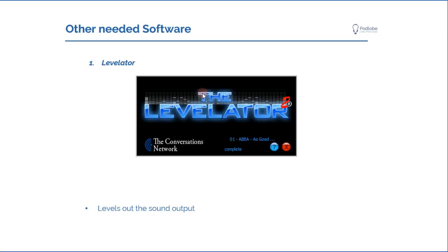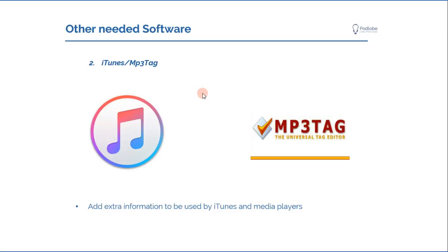It levels out the sound output, and you don't want to do this when you have your background music in it. So Levelator is best for purely audio, not music or anything. The second one you would need is the iTunes or the MP3 tag.